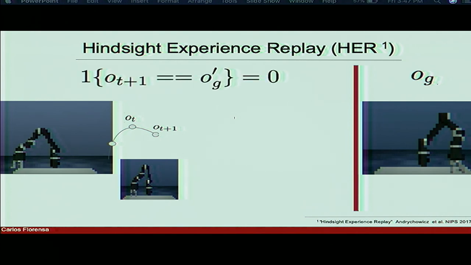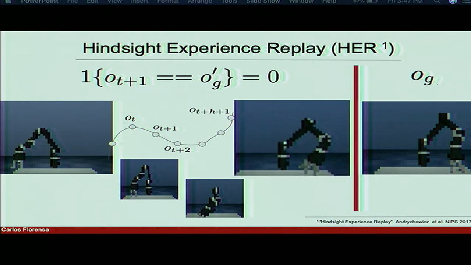But because it doesn't match the goal, the reward that we obtain is zero. So we're not learning anything, just that that's not the goal. Then we keep taking actions and moving the robot around, but we never exactly match the goal image. So the reward is always zero, and we're not going to learn anything.